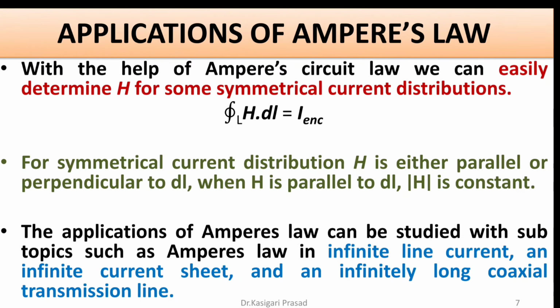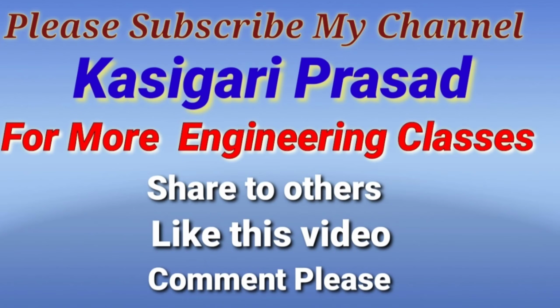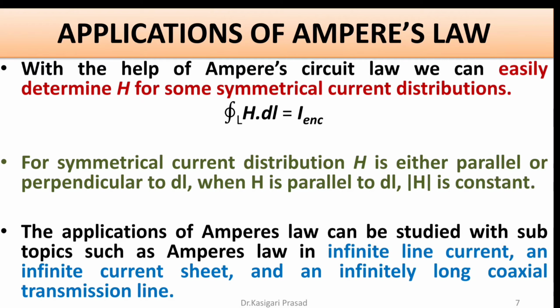Now to analyze Ampere's circuital law, let us go for the application of Ampere's law. We can apply Ampere's law similar to what we performed for Gauss's law in electrostatic fields. With the help of Ampere's circuital law, we can easily determine H, the magnetic field, for some symmetrical current distributions, and the definition of Ampere's law is the closed integral of H dot dl equal to I enclosed.